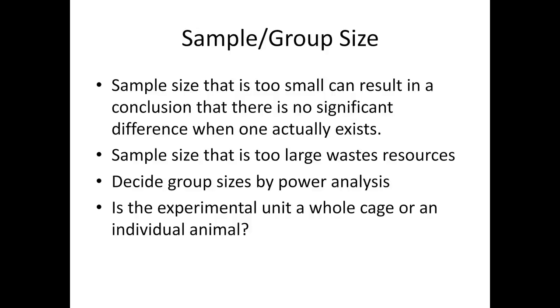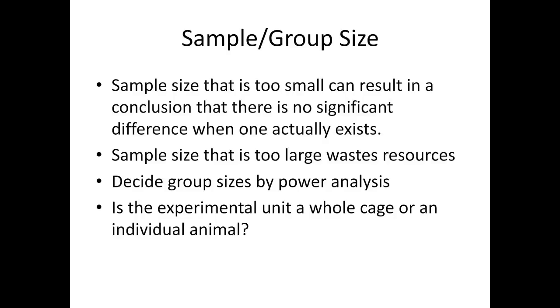You see some very complicated studies out there that have very low numbers of animals per group. And with those few animals and the many variables that are being measured, it seems pretty clear that sample sizes are inadequate. Another important thing to consider is whether the experimental unit is the whole cage or an individual animal within the cage.